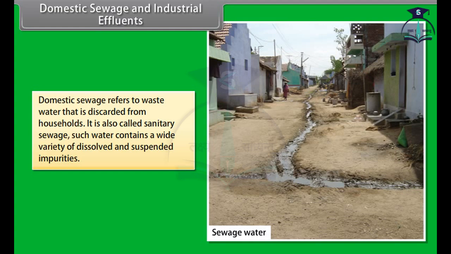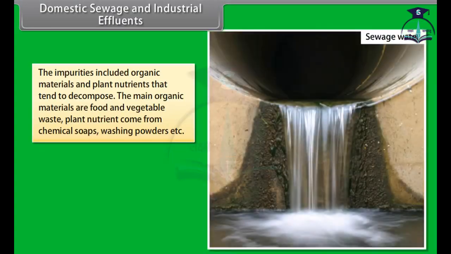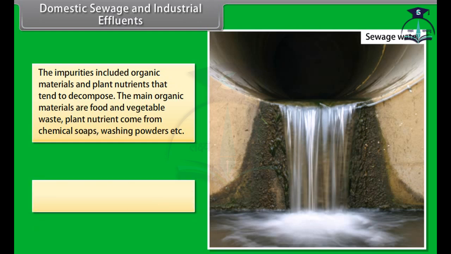Such water contains a wide variety of dissolved and suspended impurities. The impurities include organic materials and plant nutrients that tend to decompose. The main organic materials are food and vegetable waste. Plant nutrients come from chemical soaps, washing powders, etc. Disposal of domestic wastewater is one of the major problems.